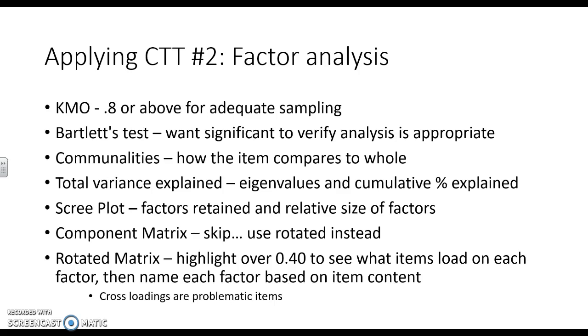You'll have a component matrix, which we're going to skip, and we're going to use the rotated one instead. Within this rotated matrix, you're going to highlight all of the factor loadings that are above a 0.4. That's going to show you which items are loading onto which of the factors that it retained, and then you can name each factor based on the item content, just like I showed you a few slides ago. Any item that is cross-loading, those are problem items and should probably be deleted.